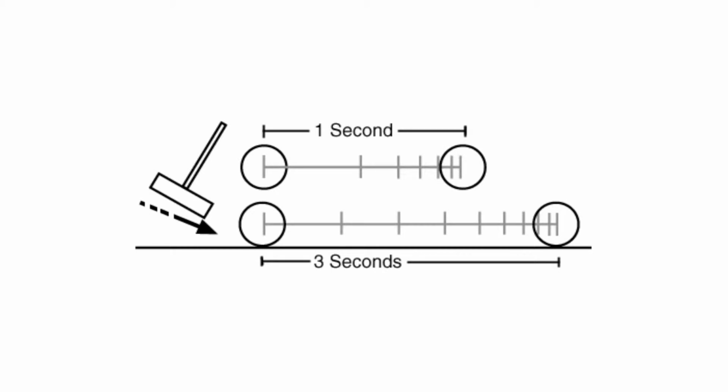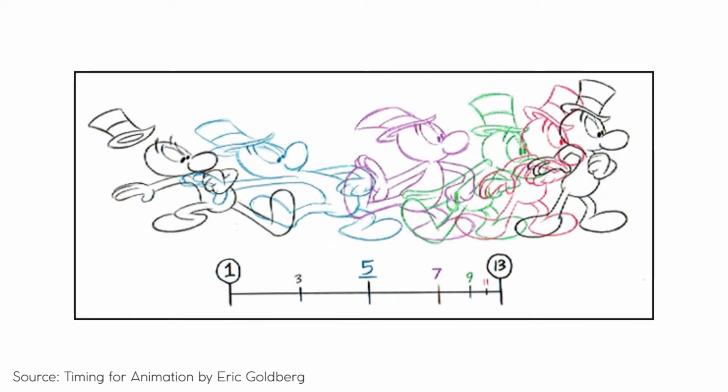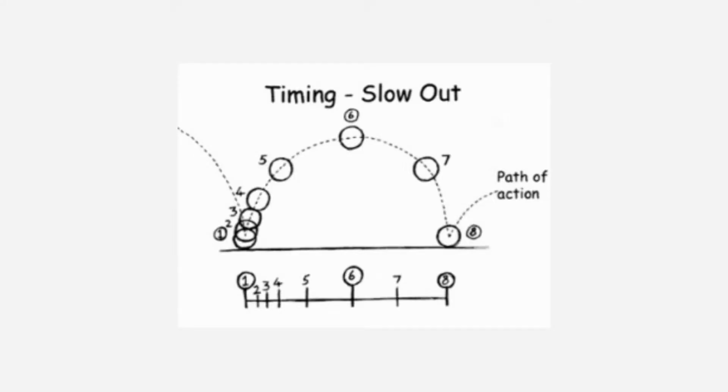Timing and spacing are correlated in animation. Traditionally, it refers to the number of frames given to an action. For example, in how many frames does an object travel from one place to another? It could be a complex motion like a hand gesture or a head turn, or it could be a simple motion like just a ball rolling from one place to another, or a paper falling down.